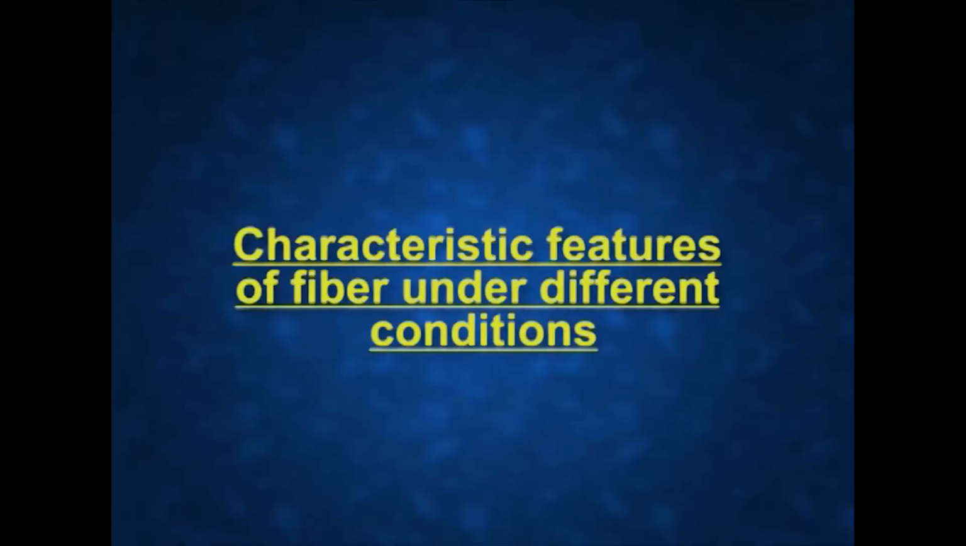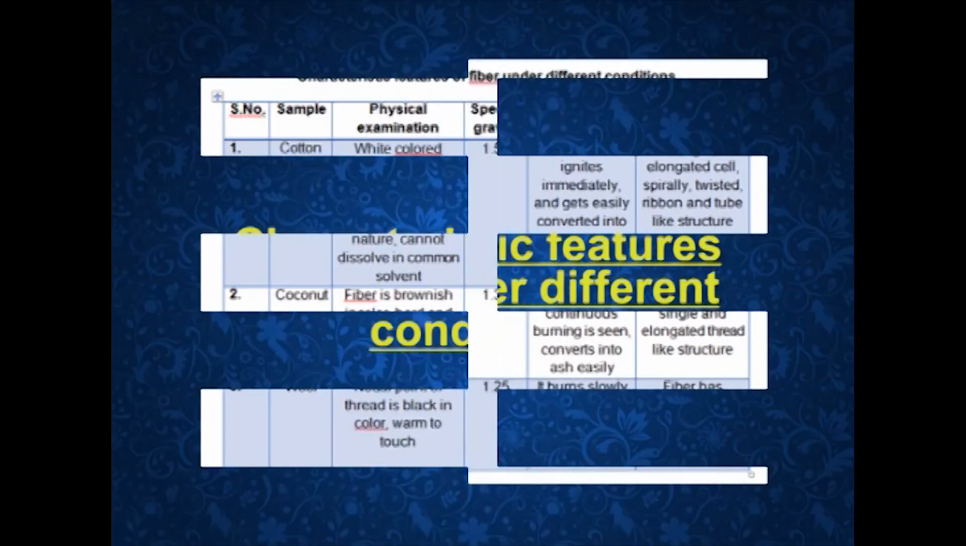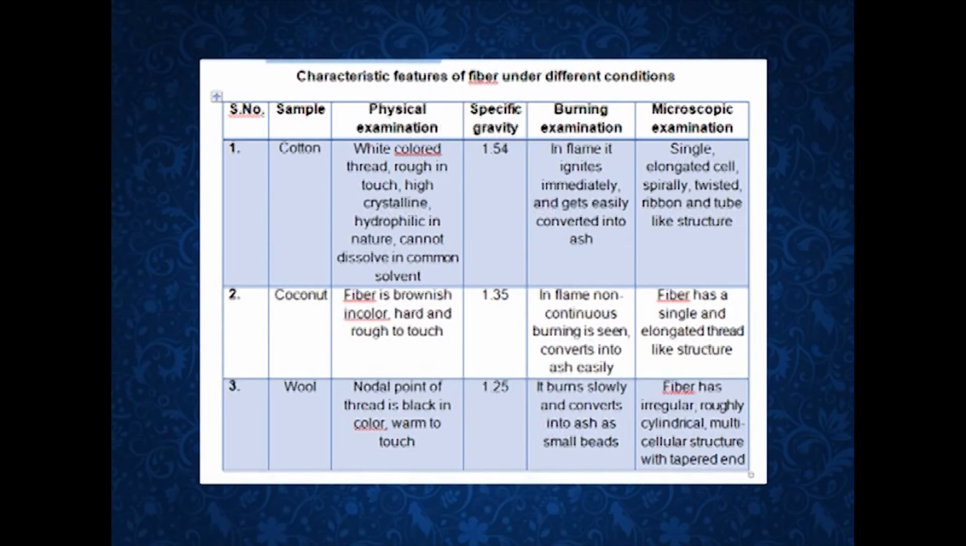Now, here in the table which you can see on your screen, we have shown the characteristic features of fibers under different conditions. Let us come to the characteristic features of fiber under different conditions. We will first have the sample, then the physical examination, then specific gravity, then burning examination, then microscopic examination. Coming to the first sample, which is cotton.